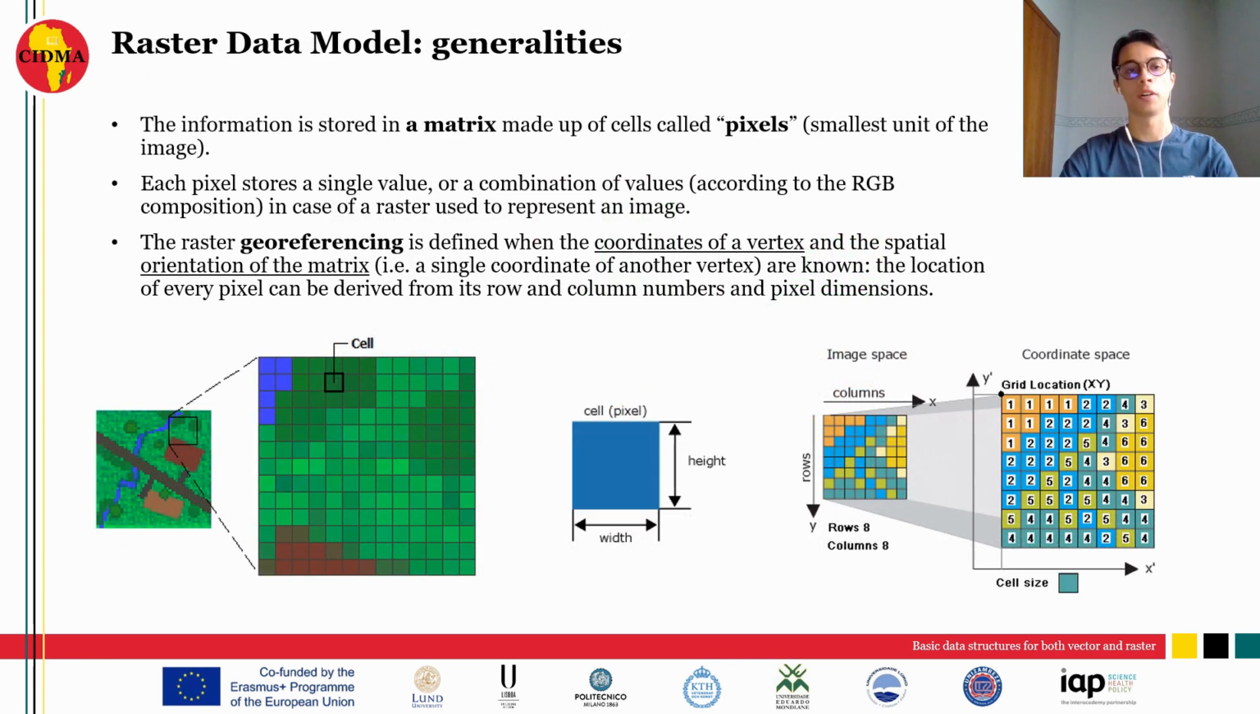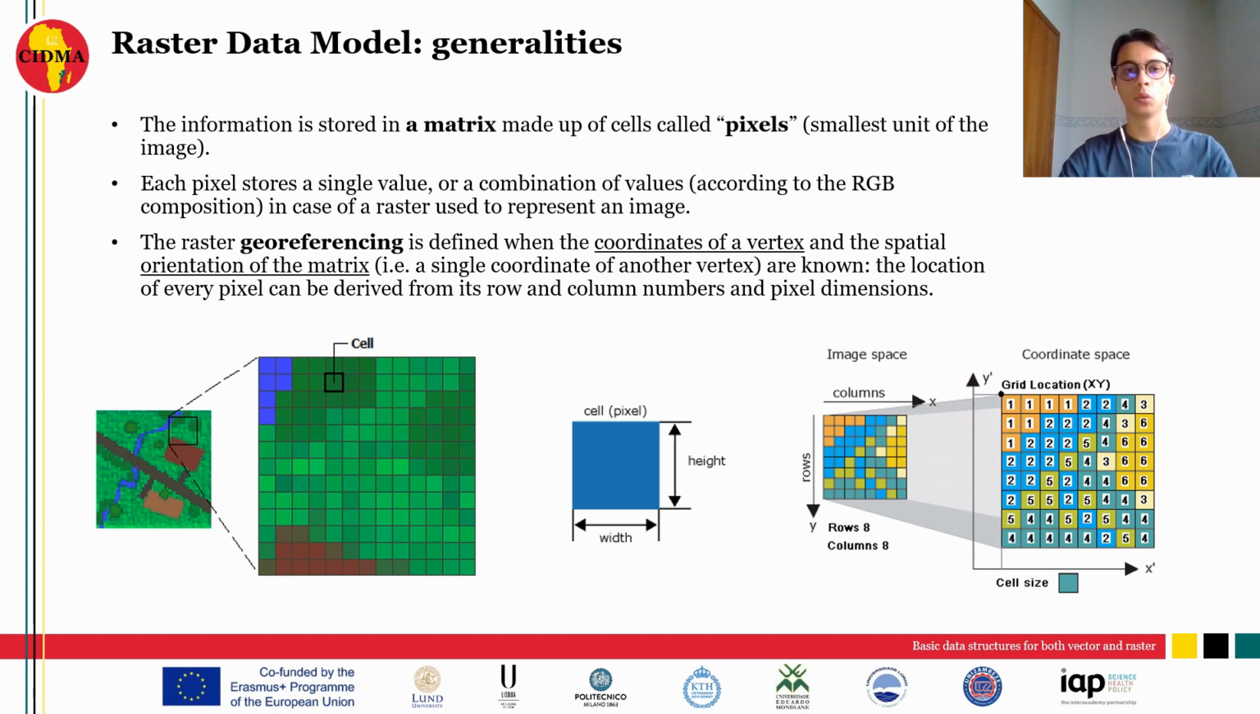We can now talk more in detail about the raster data model. As I have previously mentioned, in this kind of model, the information is stored in a matrix that is made up of elementary cells called pixels. The term pixel stands for picture element, and in fact, a pixel represents the smallest unit of an image. Each pixel stores, generally speaking, a single value, but in case the raster is used to represent an image, the pixel stores a combination of three different values according to the red, green, blue color composition.